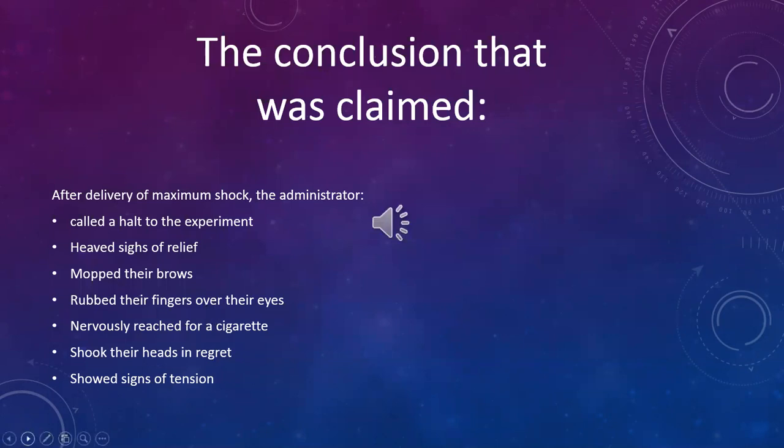After each of the administrators delivered their individual maximum shock levels to the victims, their immediate behavior was very similar. Most of the administrators demanded a halt to the experiment, and had heavy sighs of relief once the experiment was over. They wiped their brows and their foreheads, rubbed their fingers over their eyes, nervously reached for a cigarette, shook their heads in regret, and showed major signs of tension.